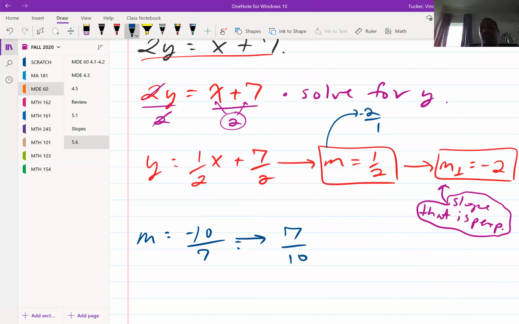I want anybody that's listening to not think that every time you flip the fraction, you automatically change the sign. That's not a thing. It depends on what you're doing. In this case, trying to find perpendicular lines, you are supposed to flip the fraction and change the sign. So you flip the fraction and change the sign to find the slope of a perpendicular line.